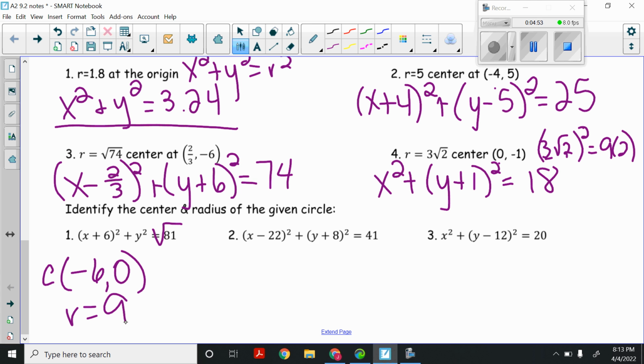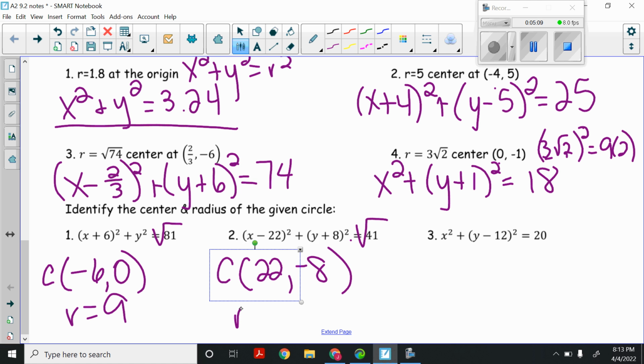Number 2, (x minus 22) squared plus (y plus 8) squared equals 41. So my center, this is negative 22, so that comes out positive 22. This is positive 8, comes out negative 8. So my center is at (22, -8). I take the square root of this. This is not a perfect square. I cannot do a factor tree on it, so I simply say my radius is the square root of 41.